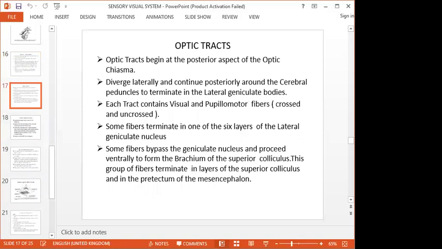Optic tracts begin at the posterior aspect. Someone coming? Okay. Isn't it right? Feeling the joy. Because this is 11:30.